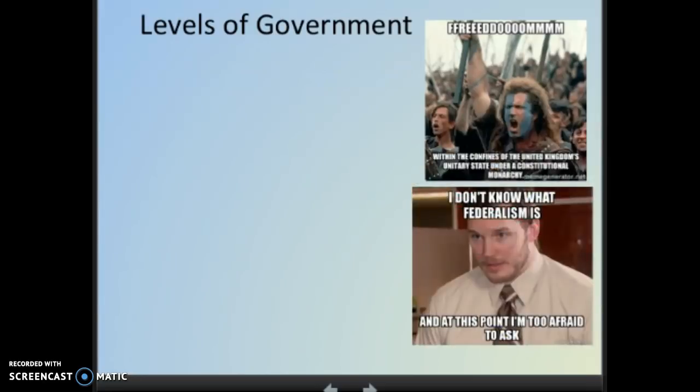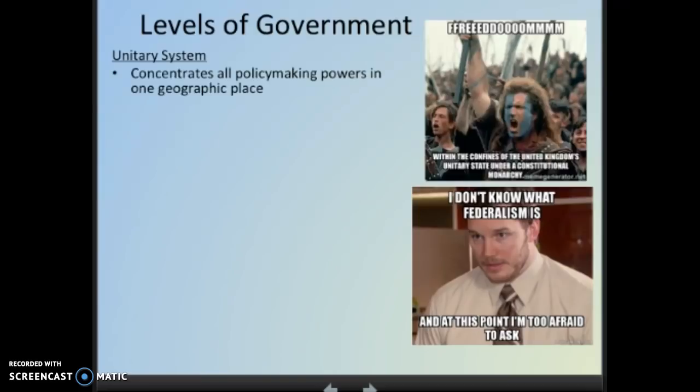Okay, levels of government. Under levels of government, you will see that you need to provide a description of unitary, federalism, and confederation. For unitary, remember, policy-making powers are concentrated in a capital city or in one place. The central government is responsible for most of the policy decisions, and most of the countries throughout the world have a unitary system.